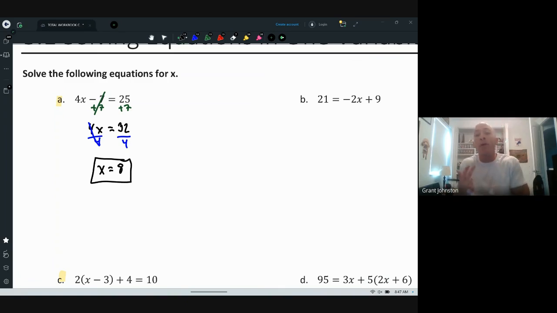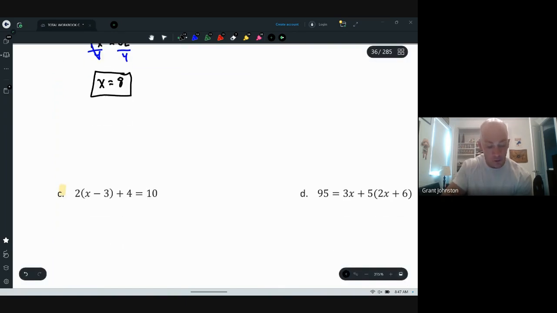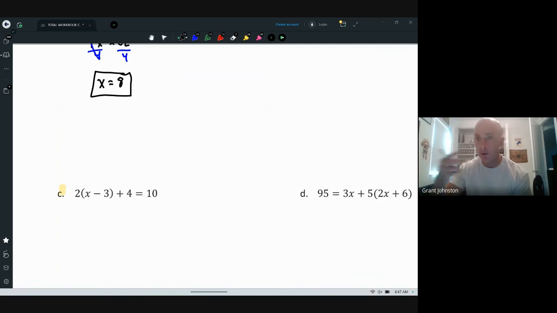And of course, if we want to check our answer, we can always plug it back into the original equation, which is 4x minus 7 equals 25. So if I do 4 times 8, that's 32. Minus 7 does equal 25. Okay, I'm going to do the left column with all these problems.